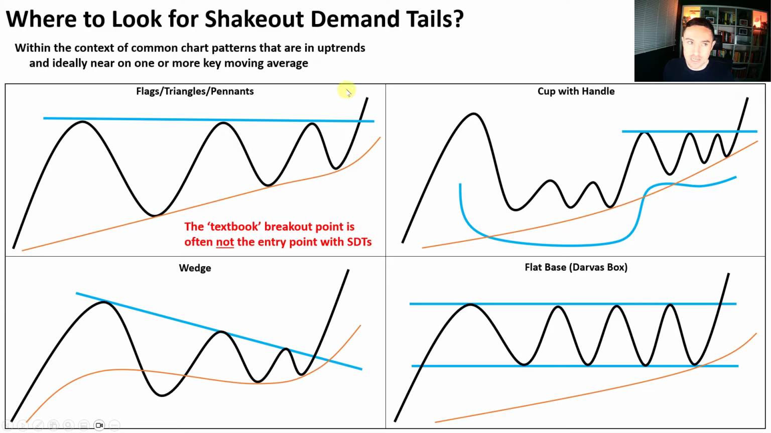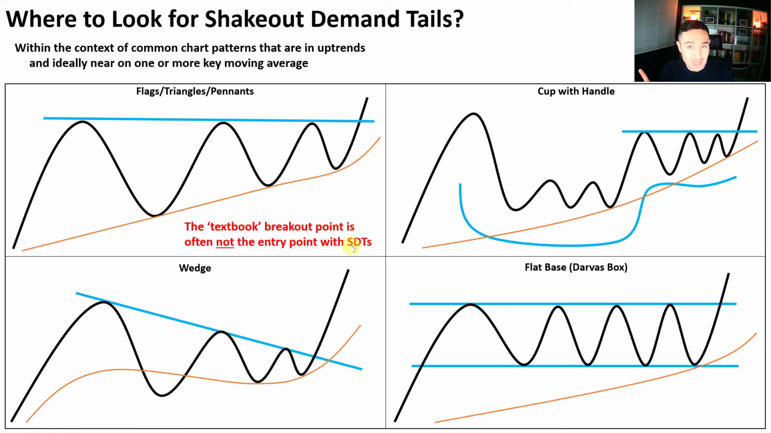So where to look for shakeout demand tails? Within the context of common chart patterns that are in an uptrend and ideally near one or more key moving averages. I'll tell you what one or more key moving averages are on the next slide. Now you'll probably be familiar with common chart patterns: flags, triangles, pennants, cup with handles, wedges, channels, flat bases, Darvas boxes, all of that good stuff. Now it's important to note here, when you're looking to trade shakeout demand tails, the textbook breakout point is often not the entry point. Sorry, I read that wrong, didn't I? The textbook breakout point is often not the entry point with shakeout demand tails. That's my dyslexia. I struggle with reading sometimes.